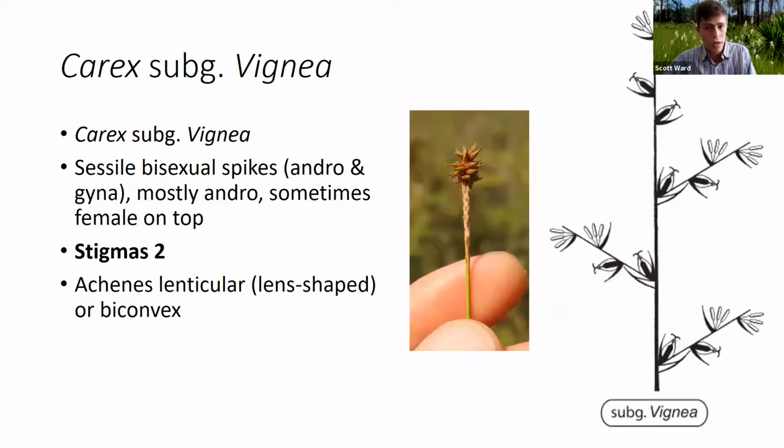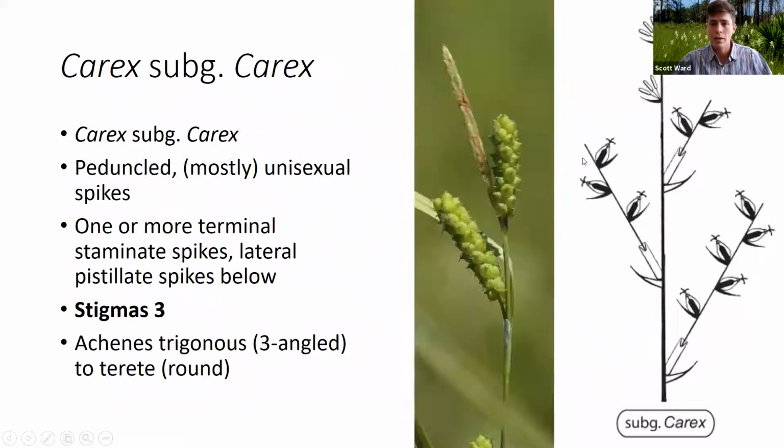I'm not going to go into this too crazy, but with such a large genus, there's been a lot of work on splitting them up into subgenera. All you really need to know is that there are a few key characters that separate the 2 main subgenera, Vignea and Carex. Vignea has sessile bisexual spikes, where the female portions are above the male, stigmas in numbers of 2, and lenticular achenes.